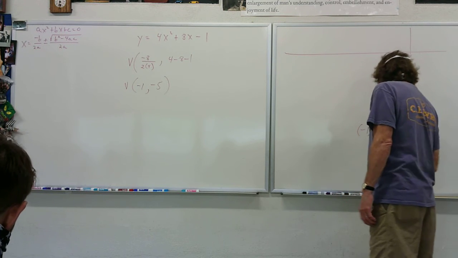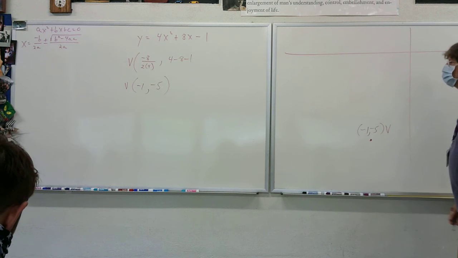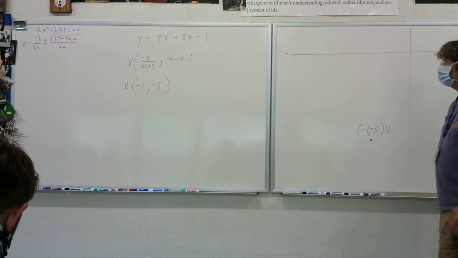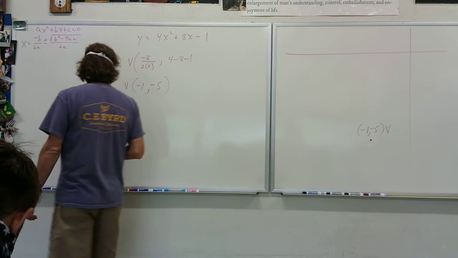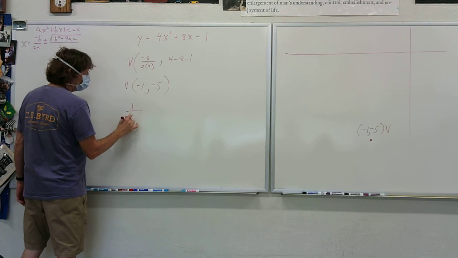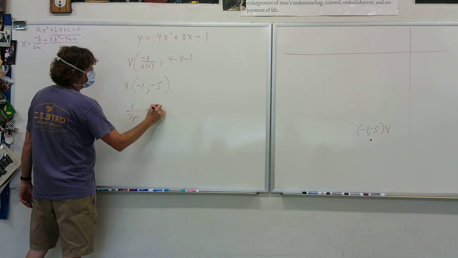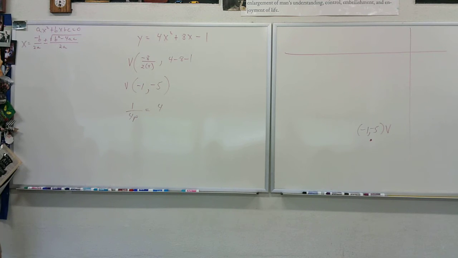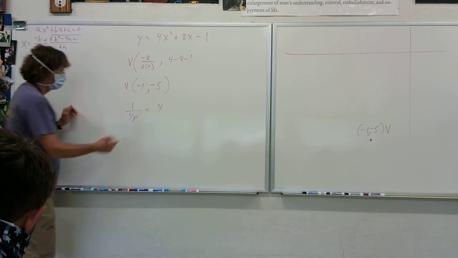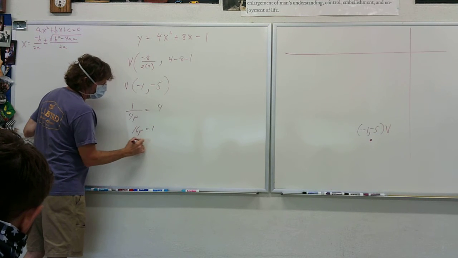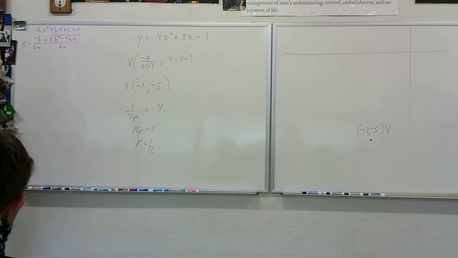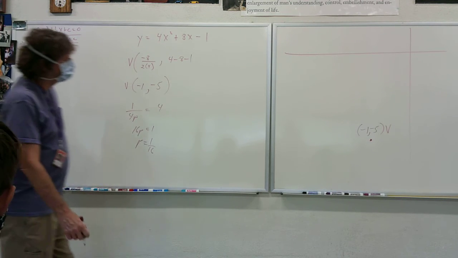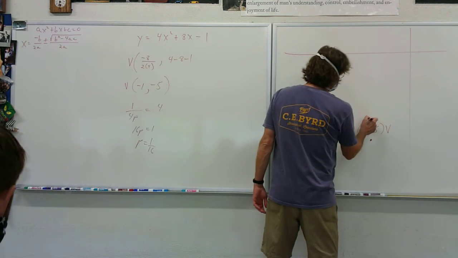Put a little v by it, vertex, p-values, all that good stuff. Okay, let's get the p-value. The p-value is a little bitty. It's 1/16. All right, because you get 16p equals 1. P is going to equal what? 1/16. Now you see what's the problem with these. The p-values are always nasty little fractions down there.